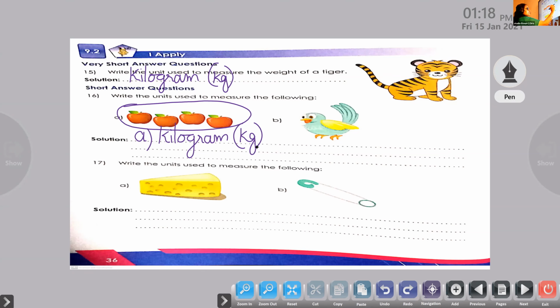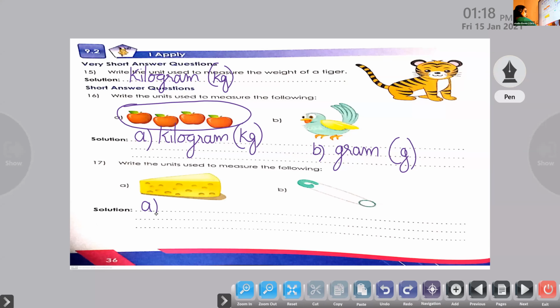Now question number B. Next one, B. The weight of that small boat, Joachim? Kilogram? Everybody is having a confusion. It is a small boat. It will not go to kilogram. It will go to gram. Sparrows and all.